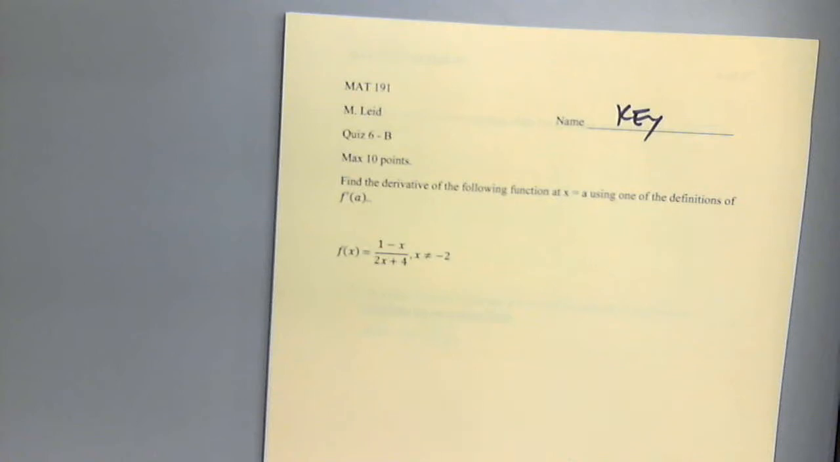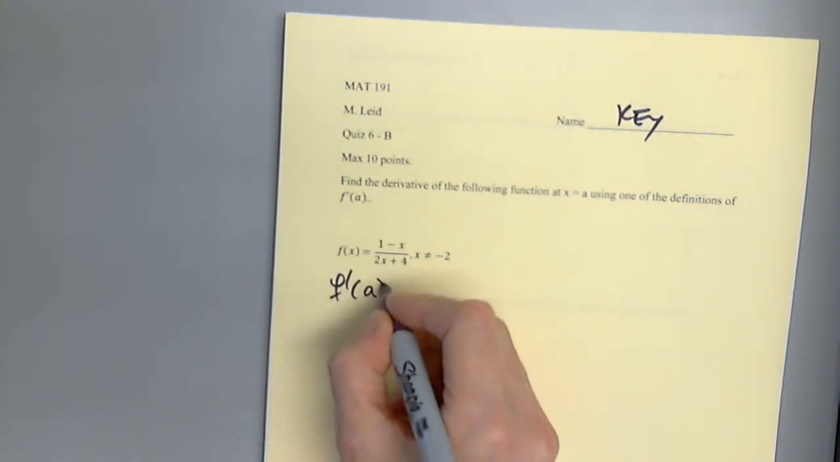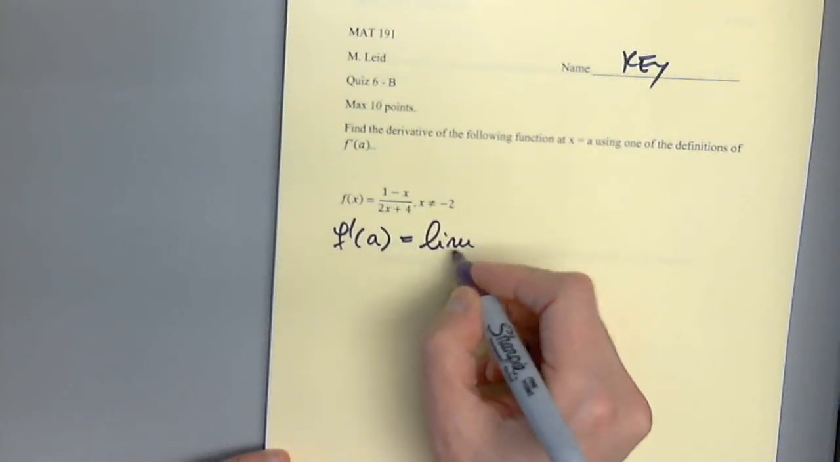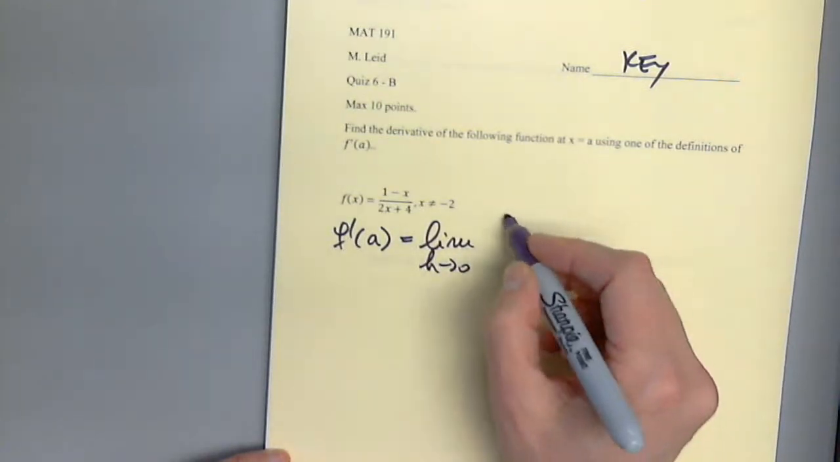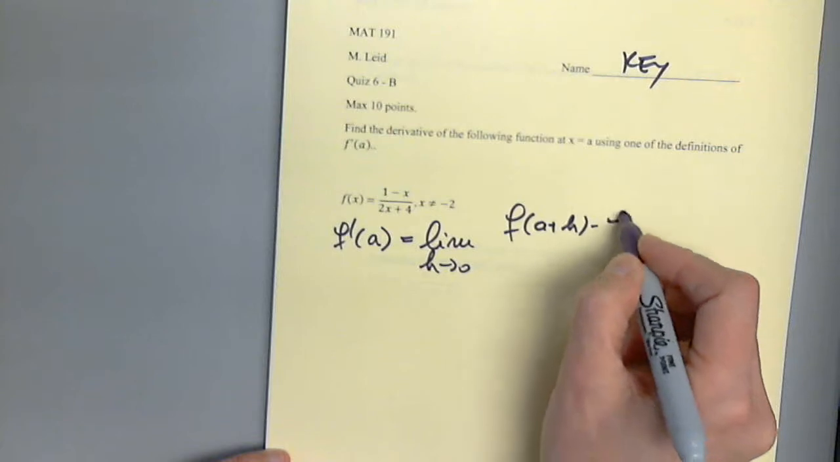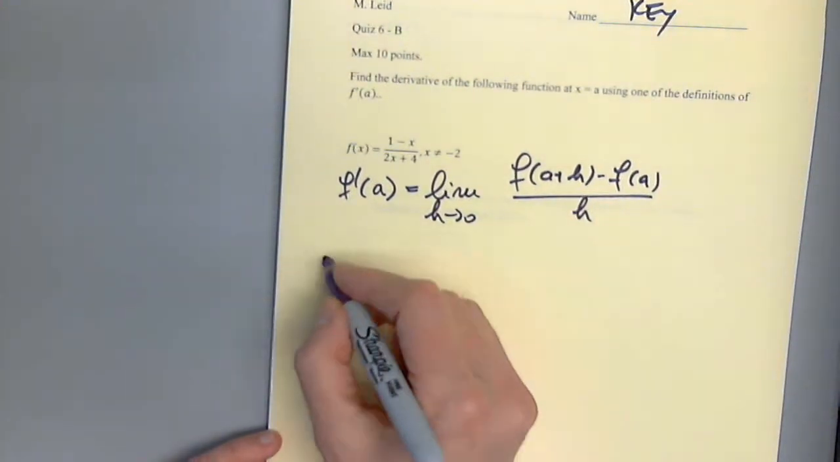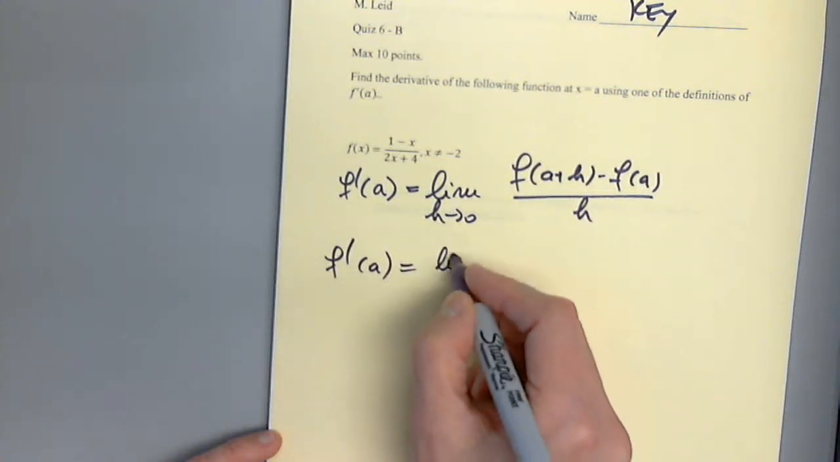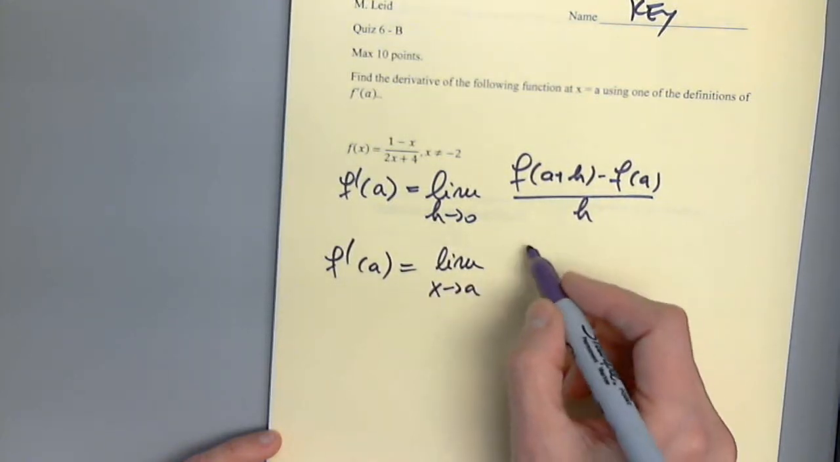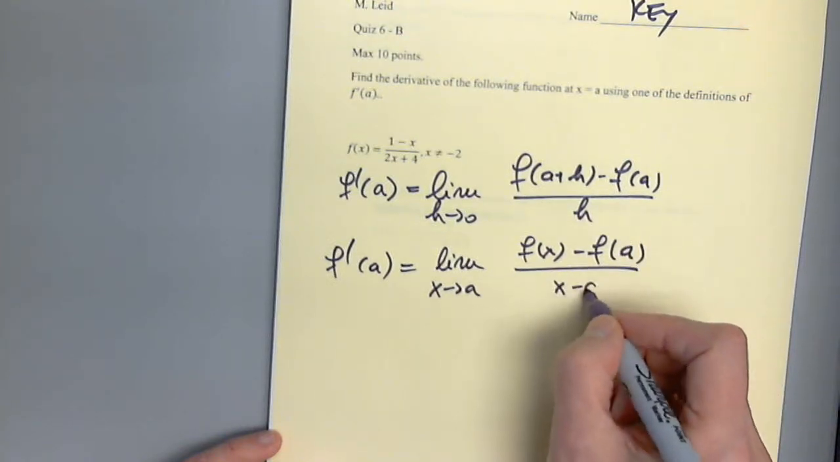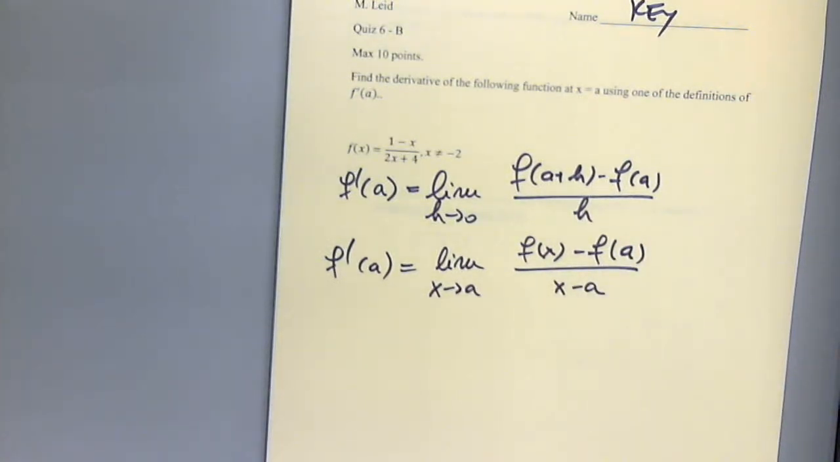Okay. So we're asked to find f prime of a. We have 2 options. One option is the limit as h approaches 0 of f of a plus h minus f of a, divided by h. And the other option is f prime of a equals the limit as x approaches a of f of x minus f of a, divided by x minus a. Please choose any of the methods you like. We want to work on the second one.